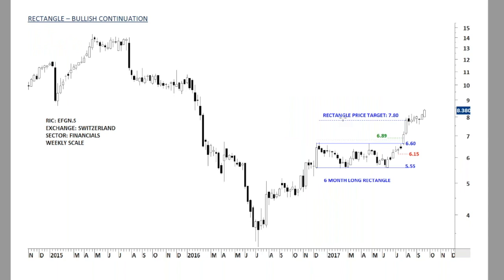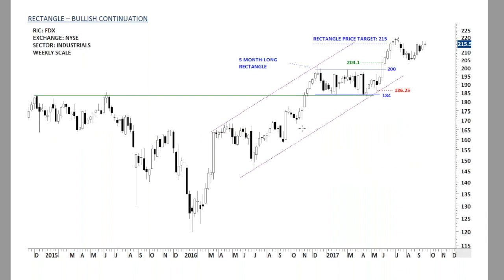Rectangles are reliable. They're one of my favorite chart patterns because we can clearly see the chart pattern boundary price bouncing between the boundaries. So here we had EFG International, another Switzerland financial company that had a clear breakout, reached its chart pattern price target. It was a 6-month long rectangle.